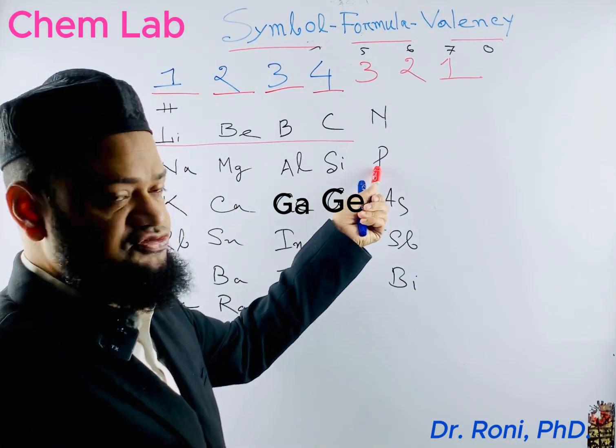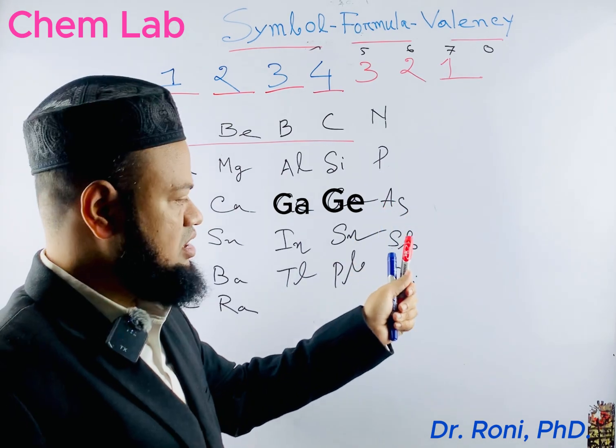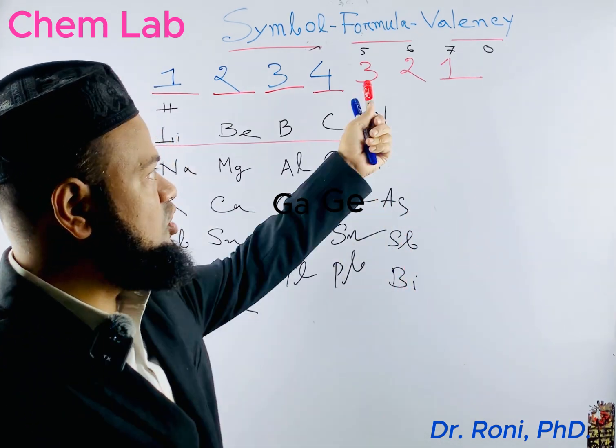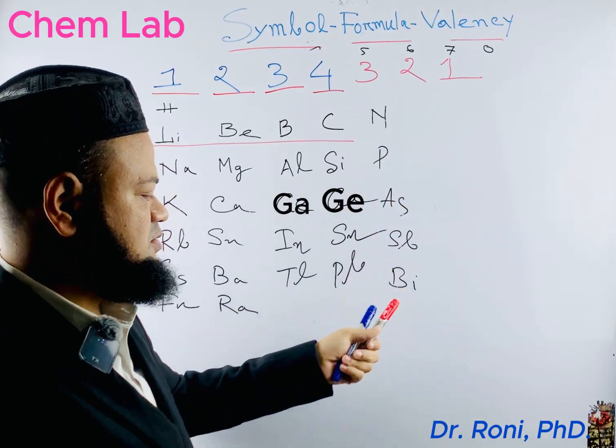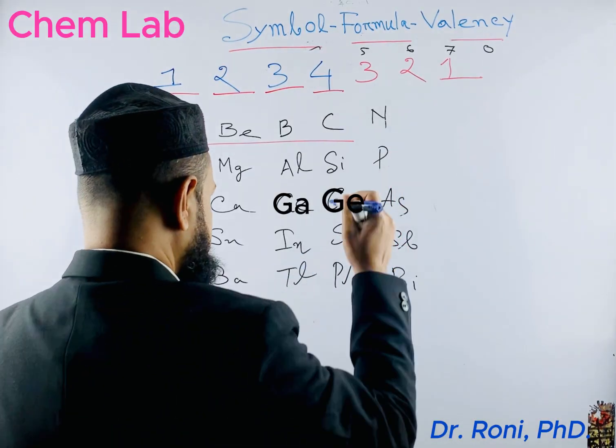Nitrogen, phosphorus, arsenic, antimony, bismuth, all are under group 3. Nitrogen, phosphorus, antimony, arsenic, bismuth.